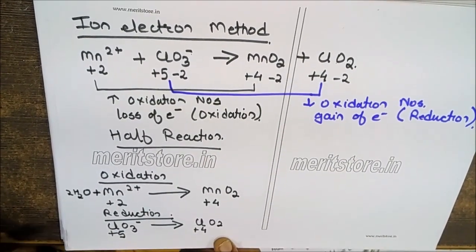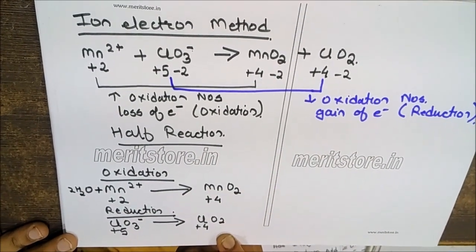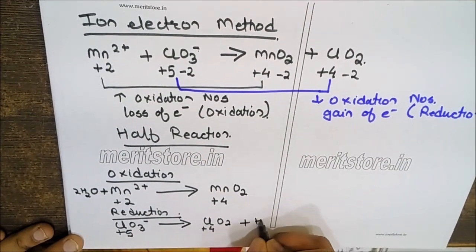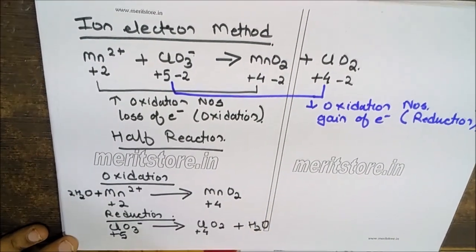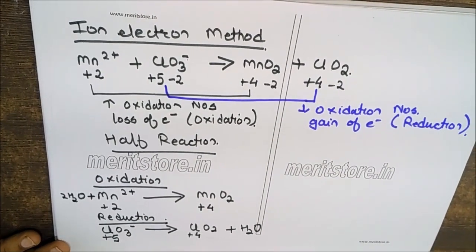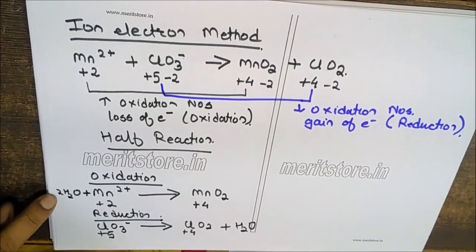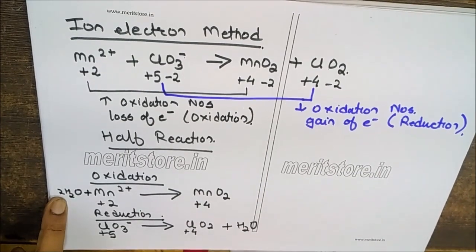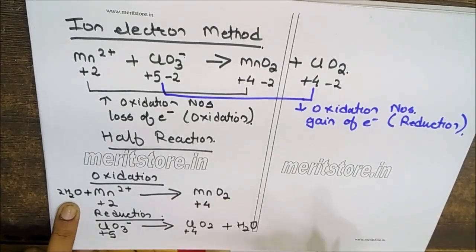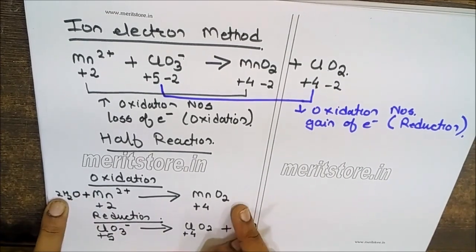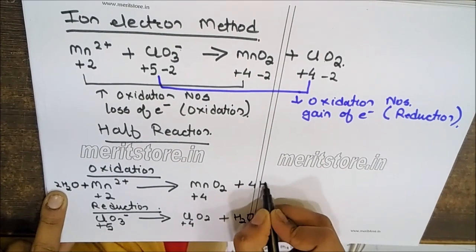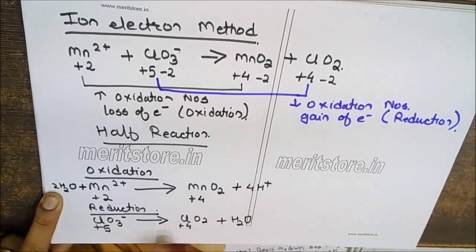So, on my right hand side, there is 1 water molecule less, 1 oxygen atom less. So, I am going to add 1 water molecule. After I have balanced it for oxygen, I now need to balance it for hydrogen. Look here. In your oxidation reaction, how many hydrogen atoms are here? 2 into 2, 4. Is there any here? No. So here there are 4 hydrogen atoms and here there is none. So I will have to add 4H+.